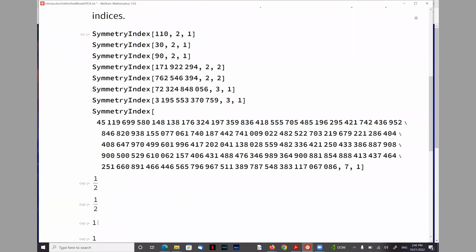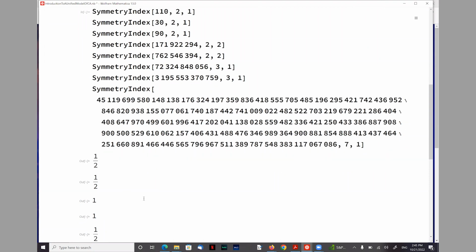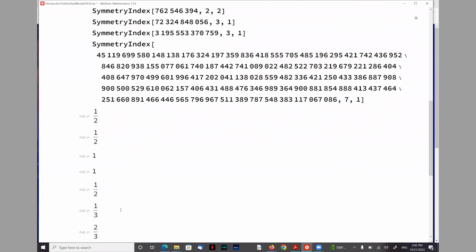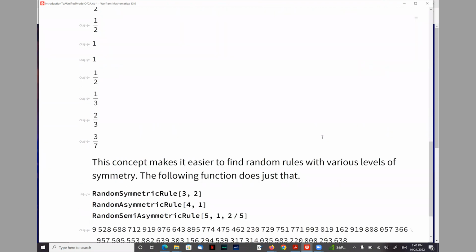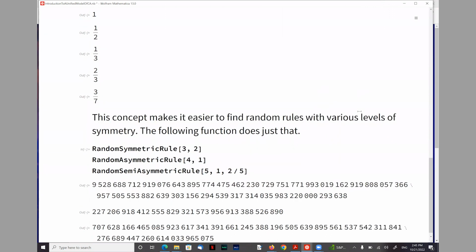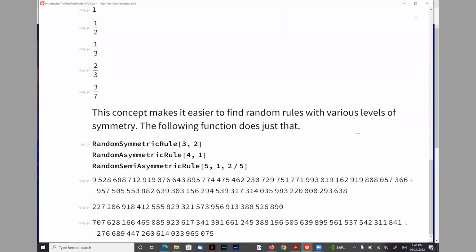Symmetry index is 1. For this other one is also 1. For the next one is 1/2, 1/3, 2/3, etc. So this particular concept actually made it easier for me to then generate random rules of various levels of symmetry, because all I have to do now is work with the genes, and make sure that I create or find genes that are symmetric or not symmetric. And I said, I need 3 out of 5, that will give me a 3/5 symmetry index. And then I can do something like that.